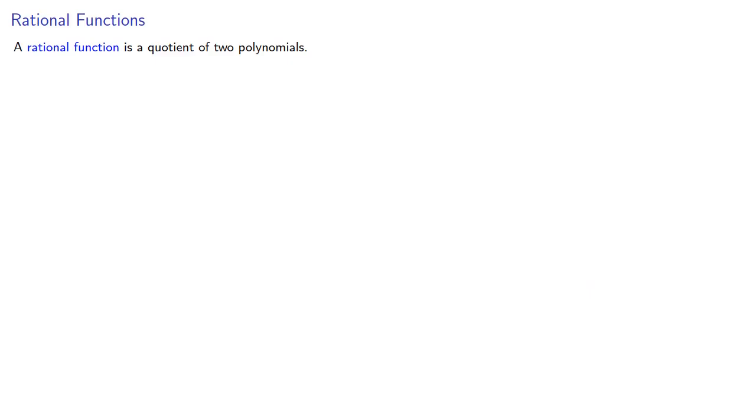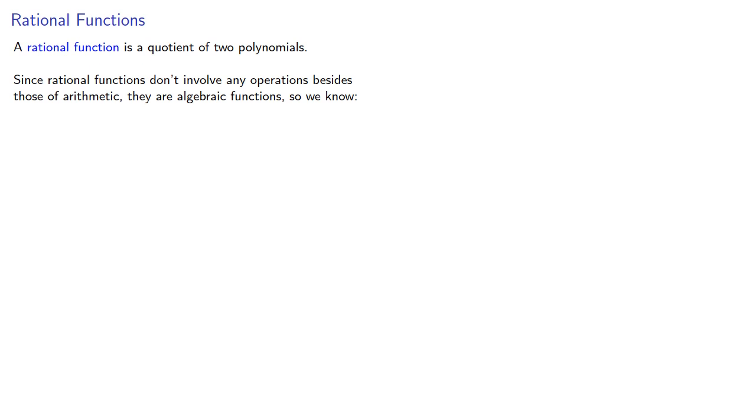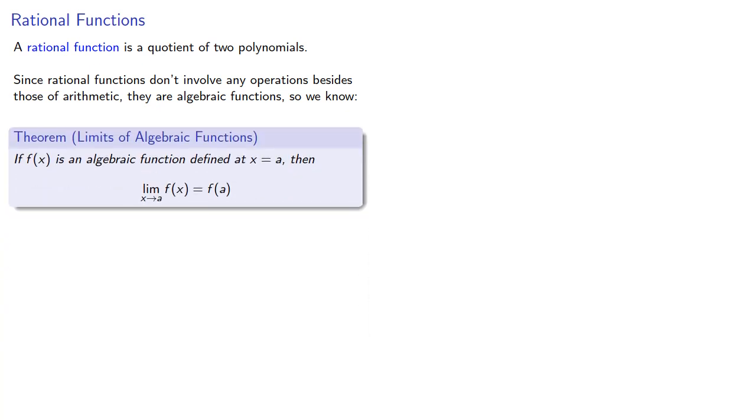A rational function is a quotient of two polynomials. Since rational functions don't involve any operations besides those of arithmetic, they are algebraic functions, so we know that as long as it's defined at x equals a, the limit as x approaches a is the function value itself. This will be useful, but we may need to do a little algebra to get there.